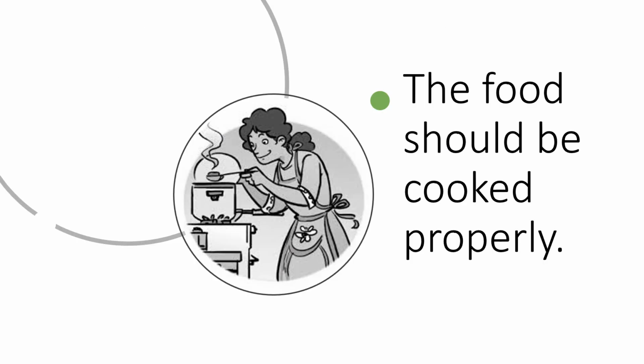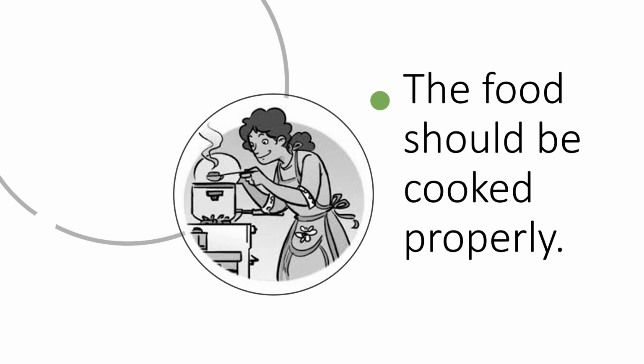Now children, apart from washing and cleaning, your mother also sees to it that the food is cooked properly. We cannot eat half-cooked food. It would give us a bad stomach and the food won't taste good. Let us read the textual line now. The food should be cooked properly.